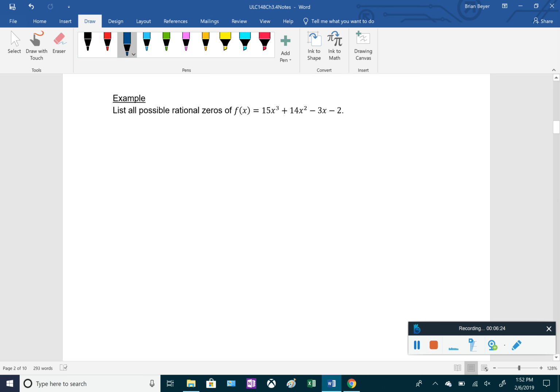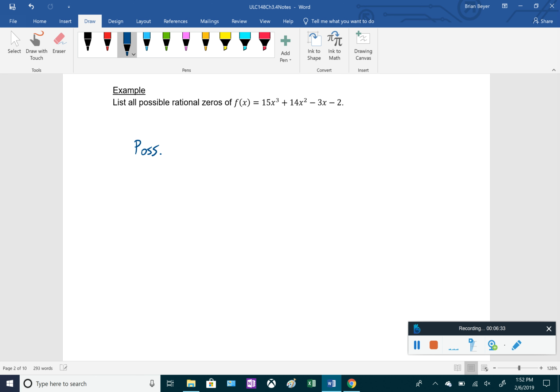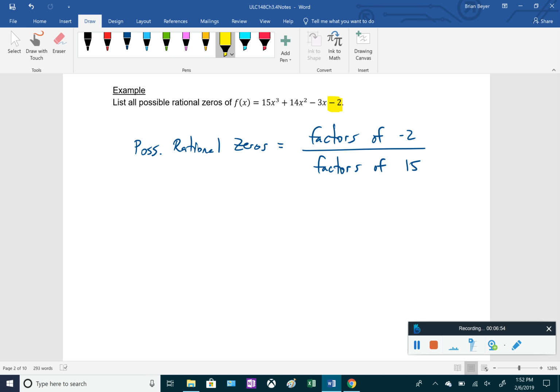And for this last one here, we have f of x equals 15x cubed plus 14x squared minus 3x minus 2. So possible rational zeros are going to be factors of the constant term, which is negative 2, divided by factors of the leading coefficient, which is 15. So remember, the leading coefficient isn't necessarily written out front. It's whatever is on the highest degree variable. But usually it will be out front if it's in standard form.